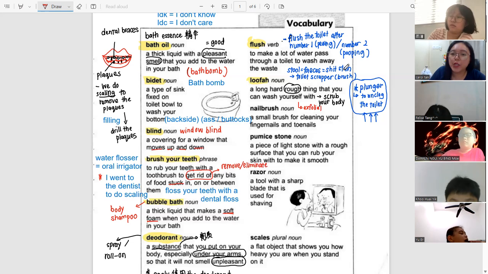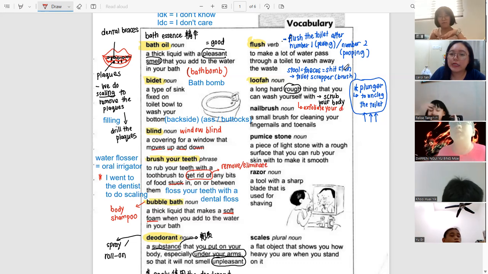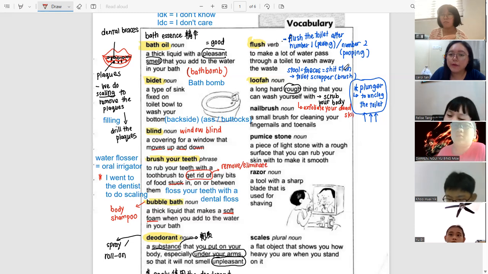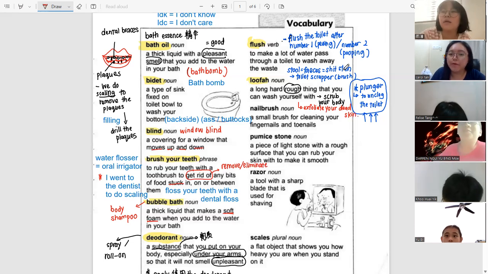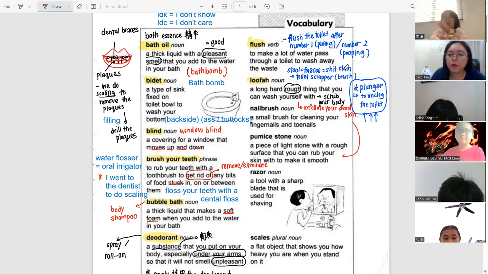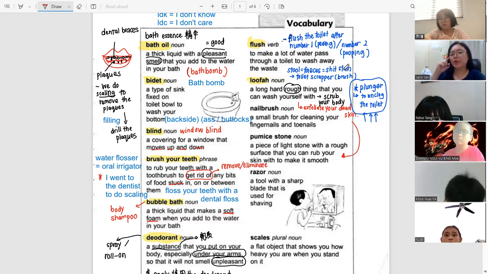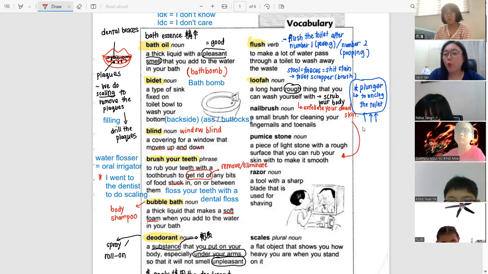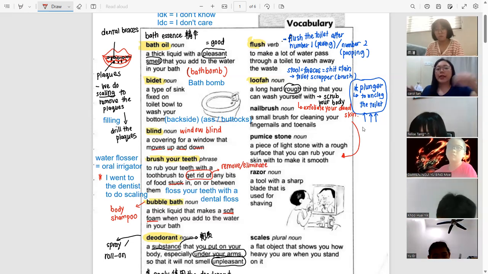Exfoliate. Okay, let me teach you a new word. It's called exfoliate your dead skin. What is dead skin? 死皮. Understand? To exfoliate your dead skin, it's also for the pumice stone. Later, we will look at it. Exfoliate means 去除死皮. In Chinese, it's like that. Understand?